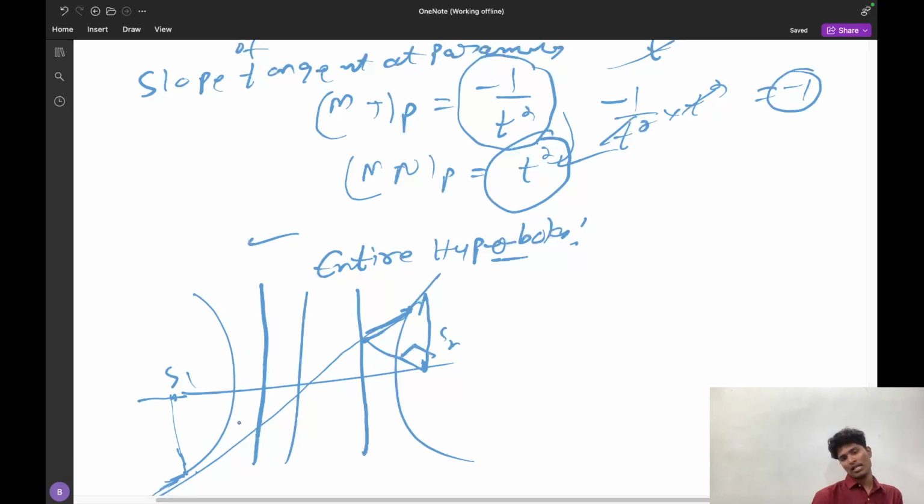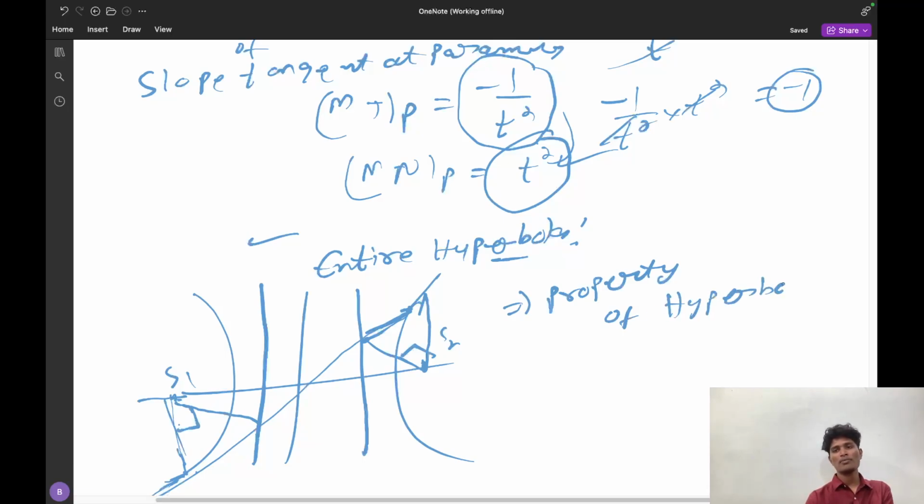That is, the focus and this directrix, this thing will be perpendicular. That is a property of hyperbola, which is similar to ellipse only. So now we have discussed the entire hyperbola and ellipse in one shot.